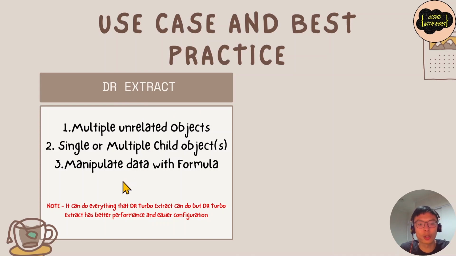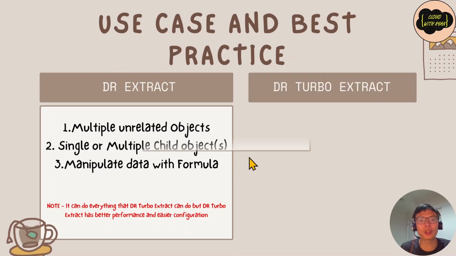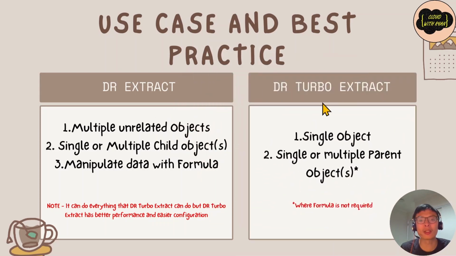Or if you need to manipulate data with formula, for example, if you need to append the case number on the case object with the account name. If you need to fetch data from a single object, like account name from the account object, and not requiring formula, you can use DataRaptor Extract as well, but the best practice is actually to use DataRaptor Turbo Extract as it's simpler to configure and also has better performance at runtime.